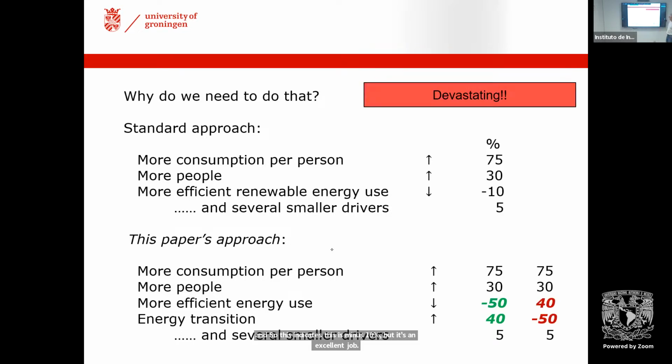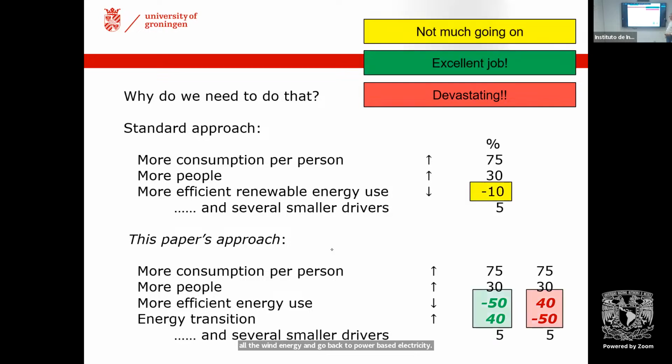Or you could have been doing a terrible job, where basically you got less efficient and still you went back, you threw away all the solar panels, all the wind energy, and go back to power-based electricity. And from this number, this minus 10%, I cannot tell whether you have done an excellent job or a lousy job. So therefore, that's the reason why we say this structural decomposition analysis, of course, can be done, but doesn't answer this question.